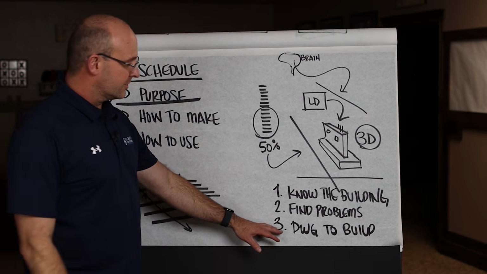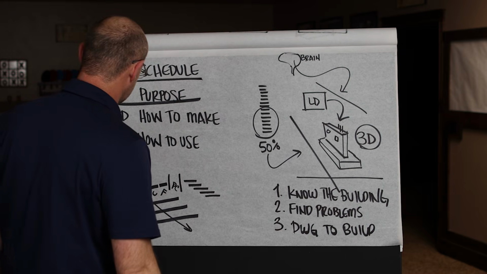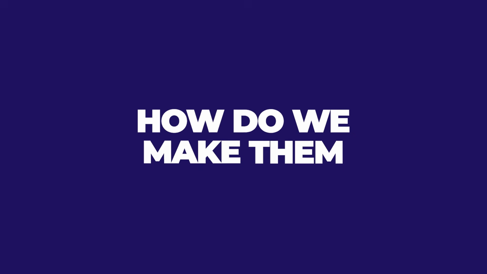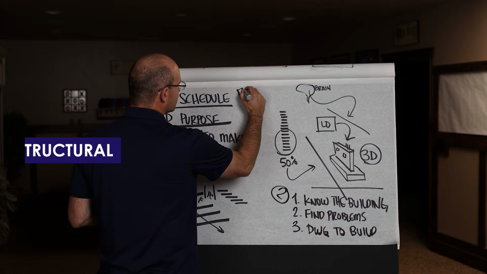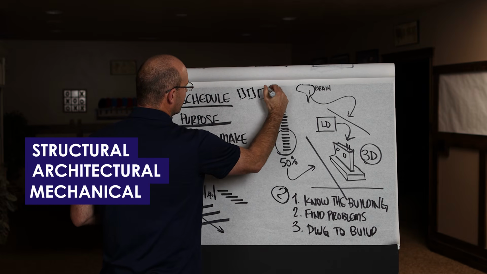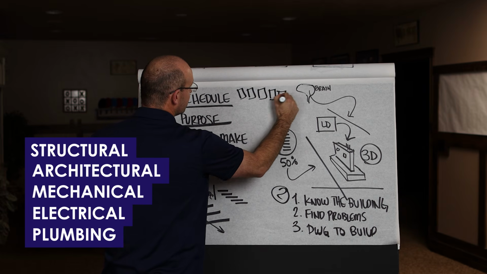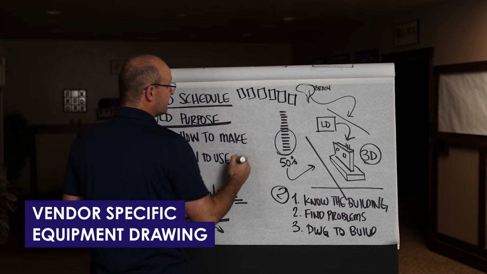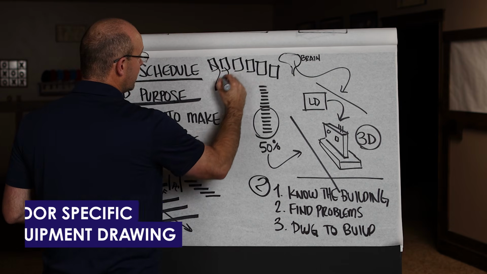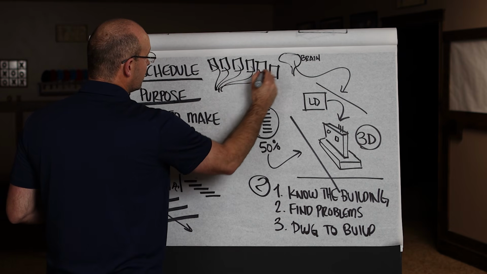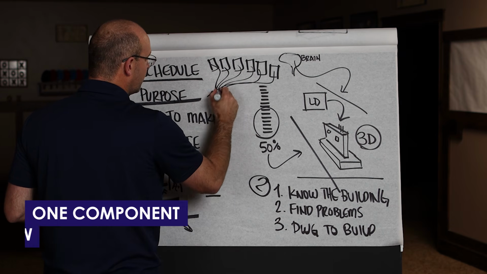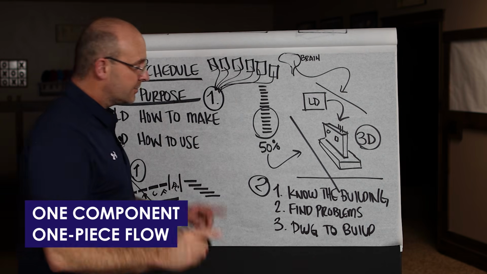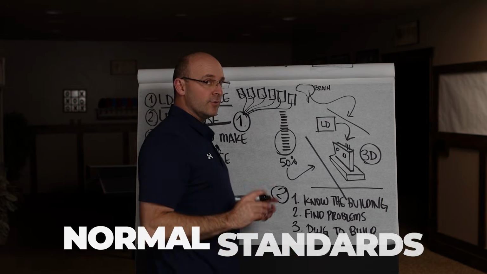So this drawing is crucial, even if it's just for the field engineer. Number 3, how do we make them? If we have a number of different drawings, we have structural, architectural, mechanical, electrical, plumbing, and vendor-specific equipment drawings, what we do is we take those and we pull the relevant information for one component and one piece of flow onto a drawing, and we will follow normal standards.